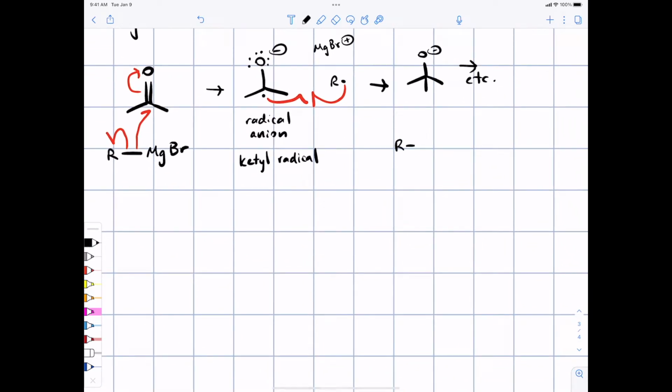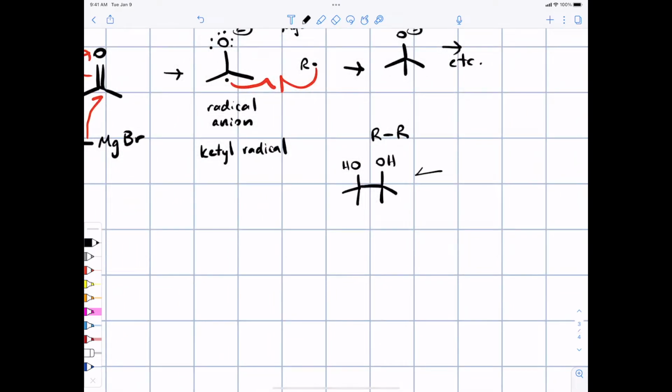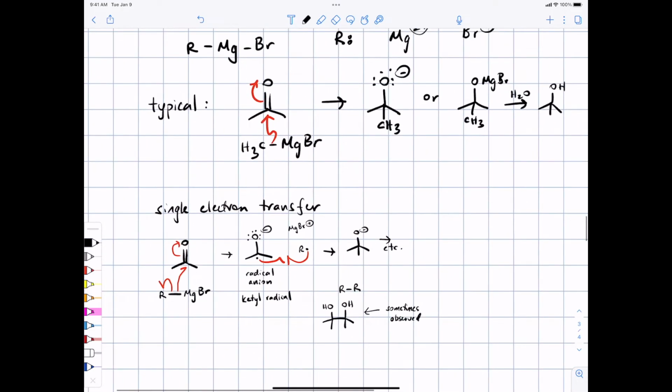So if you observe any of that, where you make a new bond between R groups, or if you observe any of this, where you make a new bond between ketyl anions, that would be evidence for single electron transfer. And that is sometimes, if I'm remembering right from your text, observed. So all I'm saying is continue to draw the Grignard mechanism like this, but be prepared for weirdness.